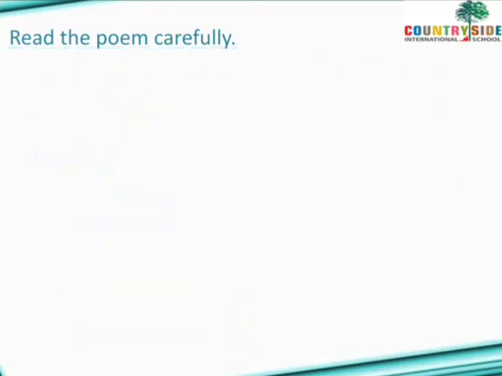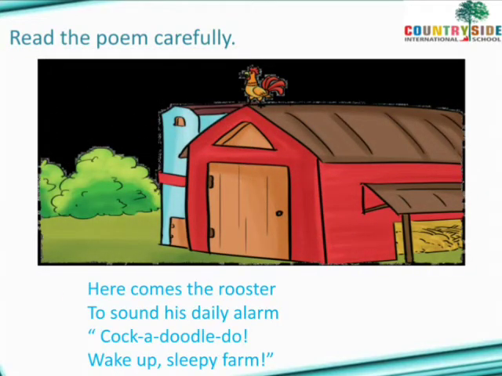Now, moving to the second para of this poem. Here comes the rooster, the sound his daily alarm. Cock-a-doodle-doo, wake up sleepy farm. So, next day, early in the morning, who comes first? Rooster. Rooster means cock. So, he is doing his daily alarm by saying cock-a-doodle-doo to wake up all the animals, those who are sleeping in the barnyard. Alright, so I hope you understand this small poem.